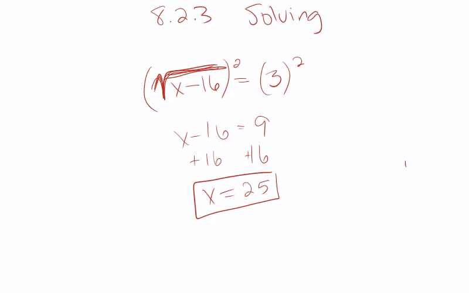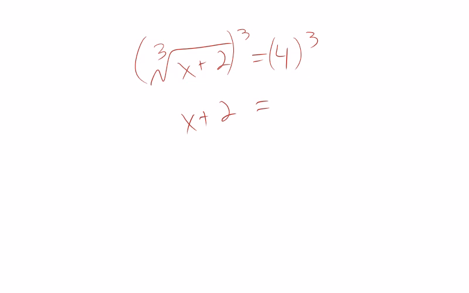Squaring both sides. If it's a cube root, so if you have the cube root of x plus 2 equals 4, then you cube both sides. So then you'd have x plus 2 equals 4 to the third, which is 64, minus 2, 62. Is that right? Okay, so then sometimes they get a little more complicated. For example, let's do number 11 on your homework.